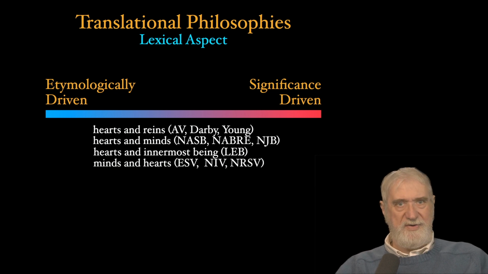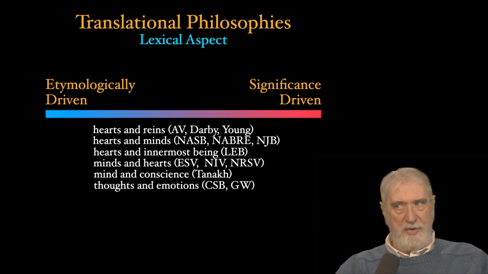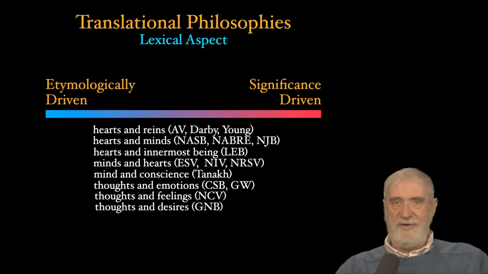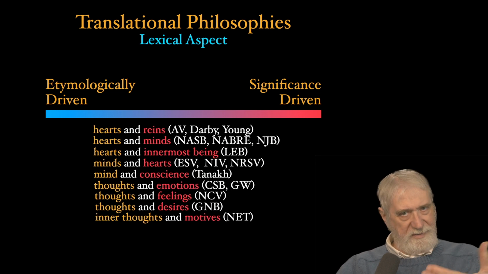The Jewish Publication Society's translation, the Tanakh, renders this as thoughts, as mind and conscience. And the Christian Study Bible and the God's Word translation render it thoughts and emotions. And the New Century Version renders it as thoughts and feelings. And the Good News Bible translates it as thoughts and desires. And the New English Translation renders it as innermost thoughts and motives. So we have quite a variety of renderings of this.